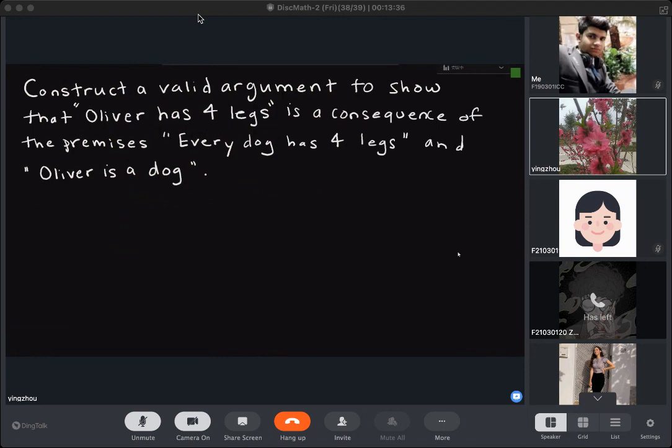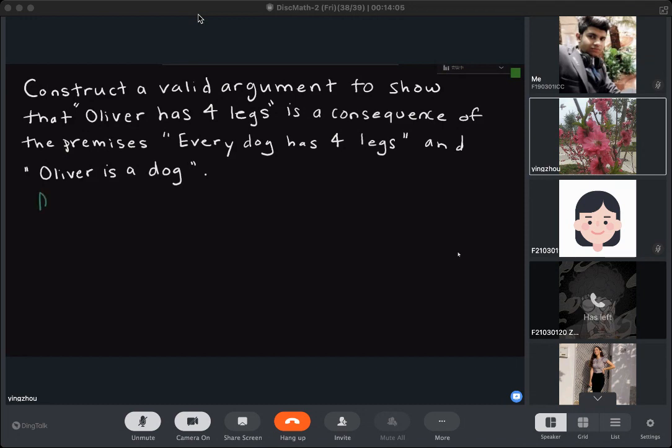See if we can work together to construct a valid argument. If we know the premises, every dog has four legs and Oliver is a dog, we can conclude that Oliver has four legs. So the first thing we want to do is come up with some predicate statements to help us construct our argument. So I know here that I'm dealing with a dog and four legs.